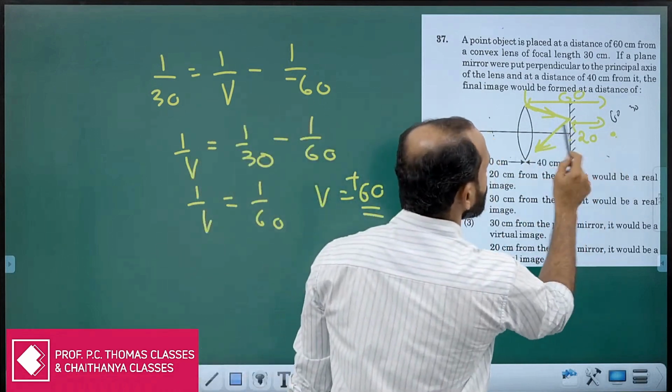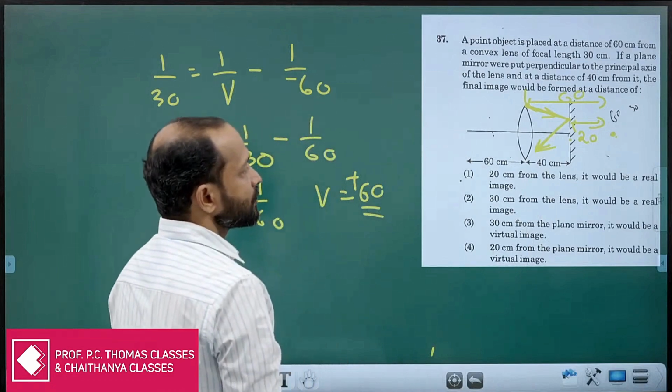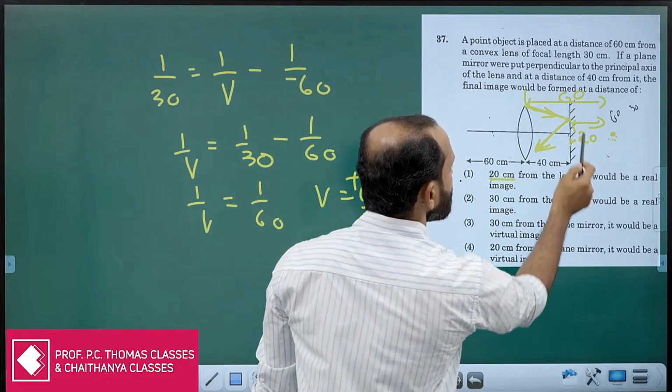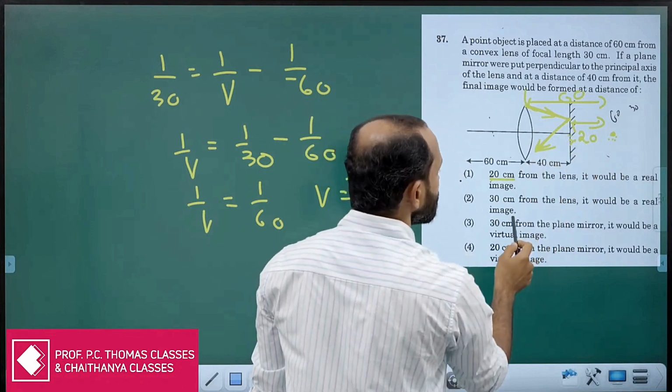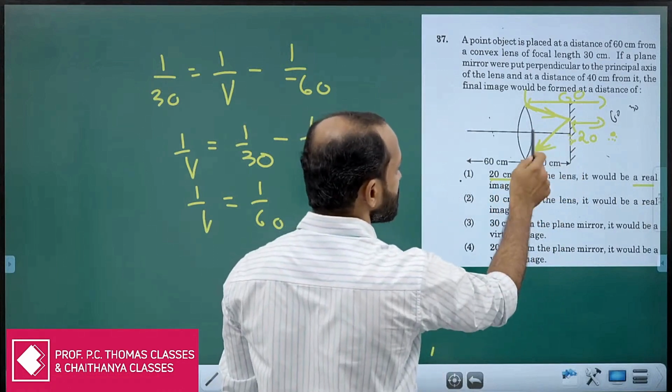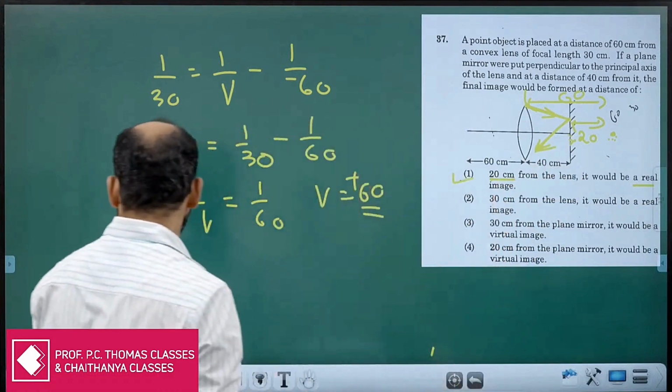Object distance is equal to image distance. So 20 centimeter is the object distance for that mirror, and the image distance will also be 20 centimeter. It is real because the light ray reflects back to the same place and the image is formed at that place. So the answer is 1.